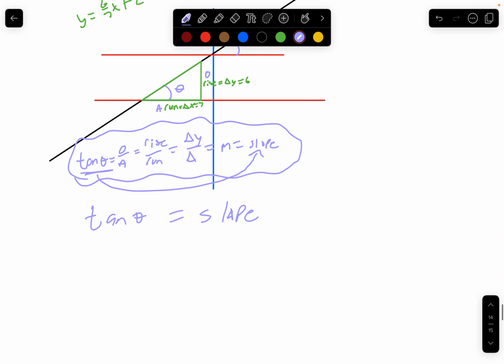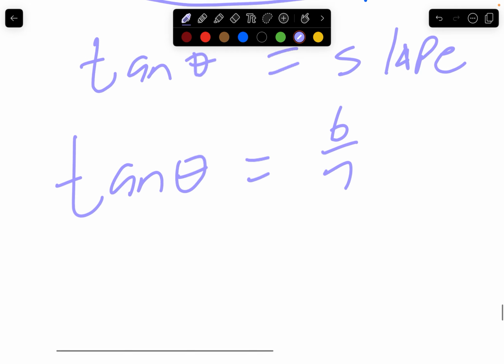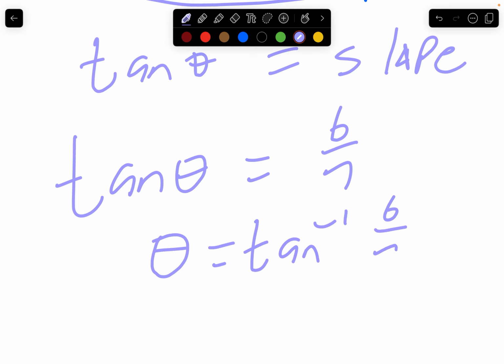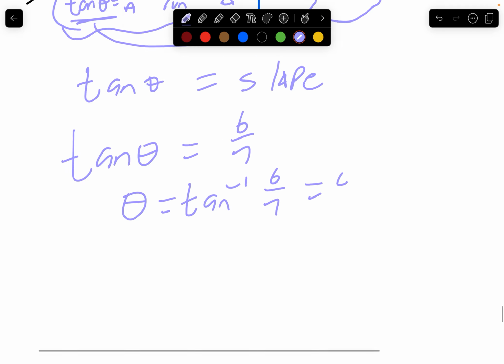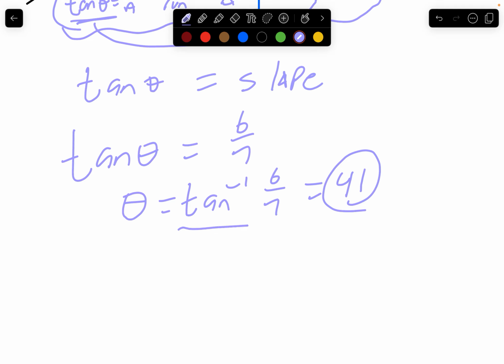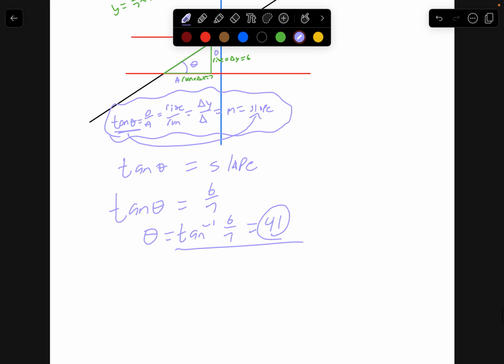You don't have to graph it. We know that tangent theta for this one would be 6/7. So what is theta going to equal if you round to the nearest whole number? You type in inverse tangent 6/7, and that is going to be 41 degrees. It's our favorite trig ever. Inverse tangent 6/7 equals 41. Let's go!